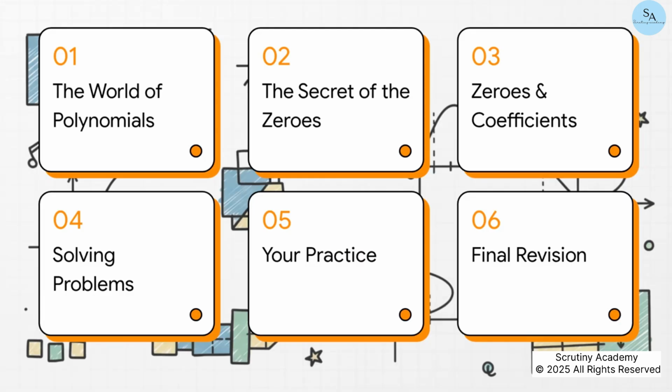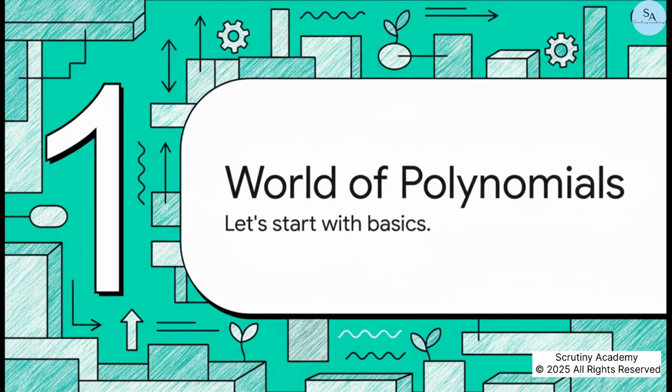Okay, so here's our game plan. We're going to start with the absolute basics, then we'll uncover something called the secret of the zeros. After that, we'll see how zeros and coefficients are connected, solve some problems together, you'll get some practice time, and we'll wrap it all up with a super fast revision round. Let's do this.